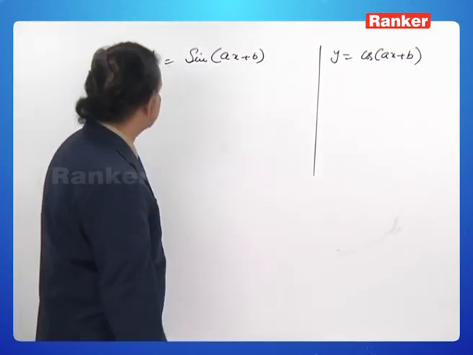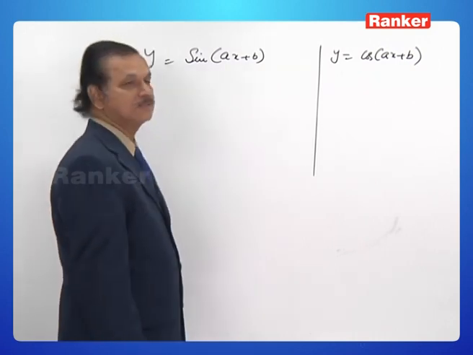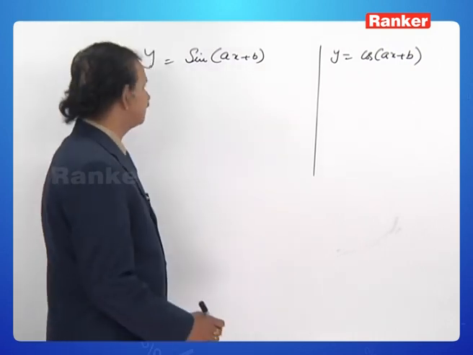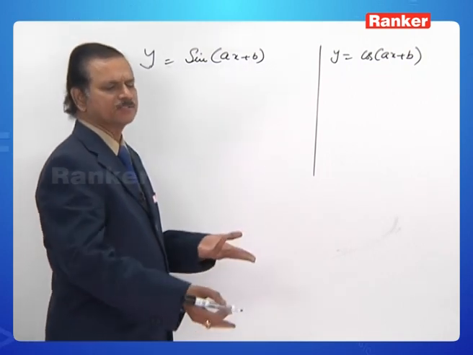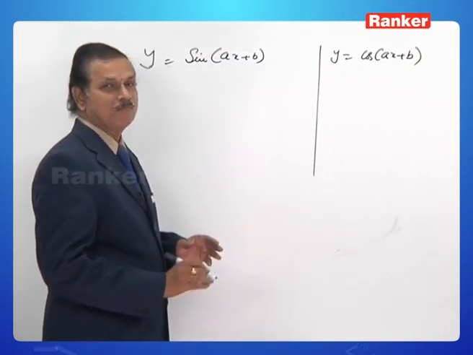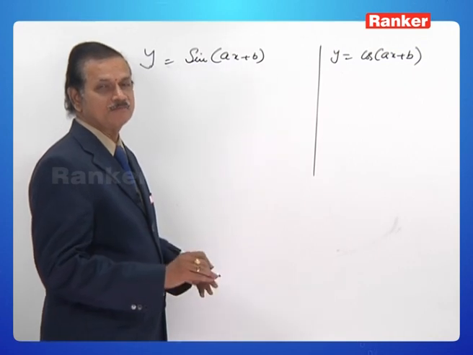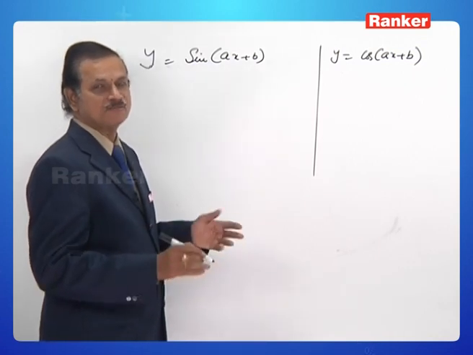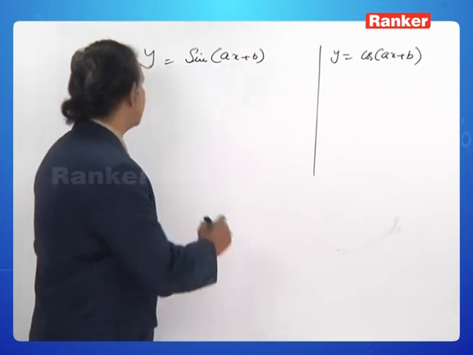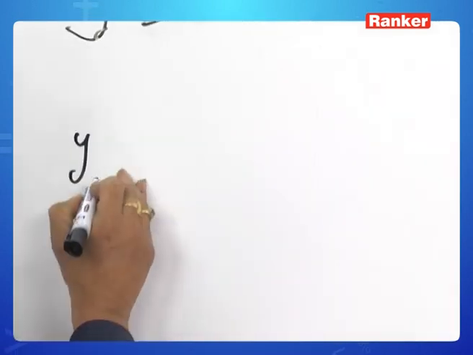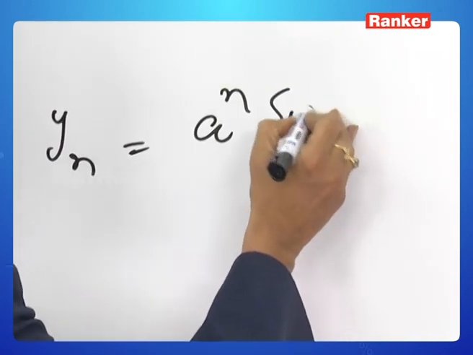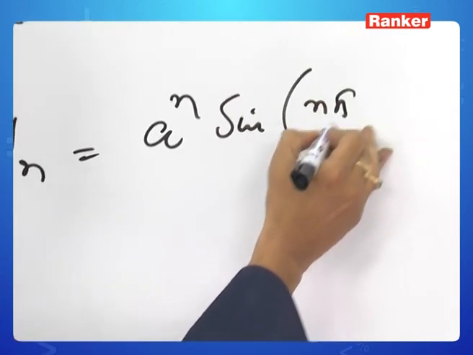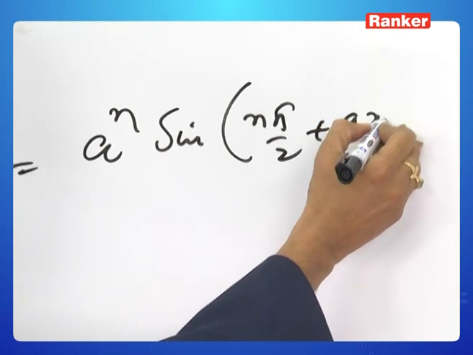Okay, right? Y is equal to sine of ax plus b, y is equal to cos of ax plus b. What is the first derivative of y? Cos of ax plus b into a. Second derivative, minus sine of. Third derivative, minus cos of. Fourth derivative, sine of. So that yn is equal to a power n into sine of n pi by 2 plus ax plus b.